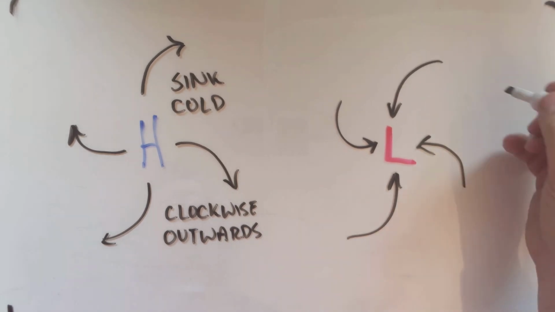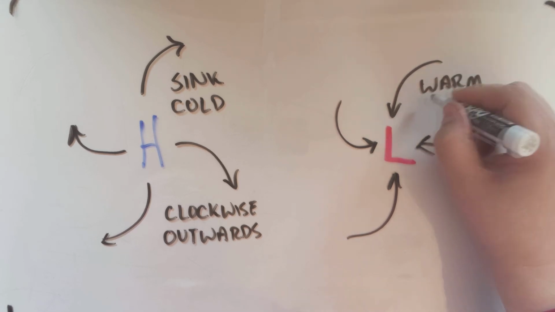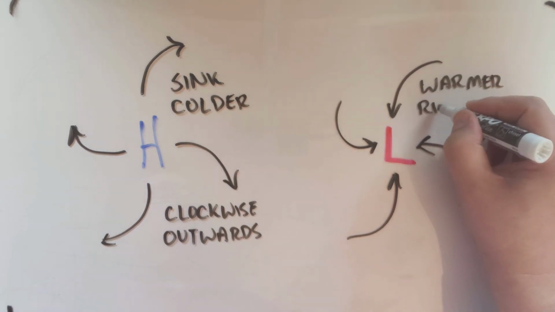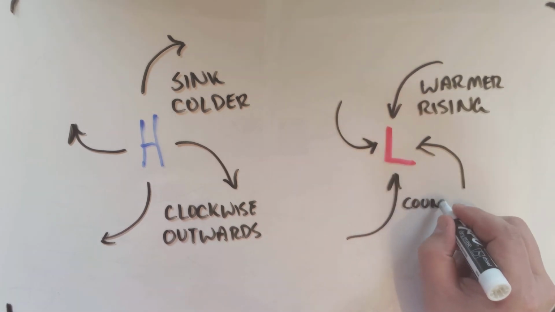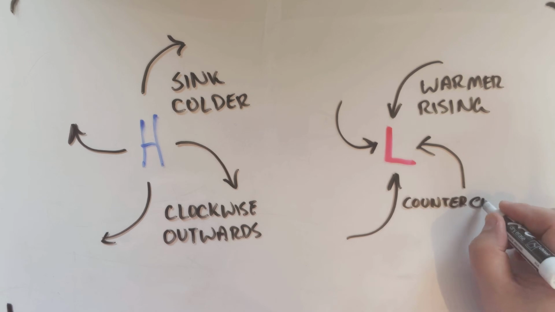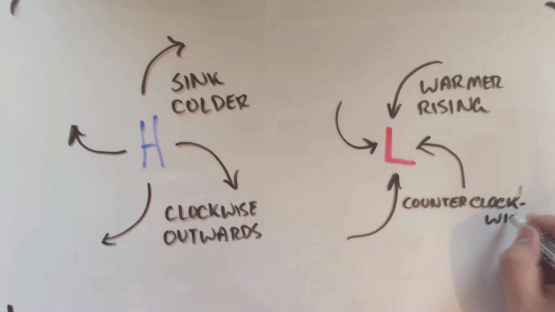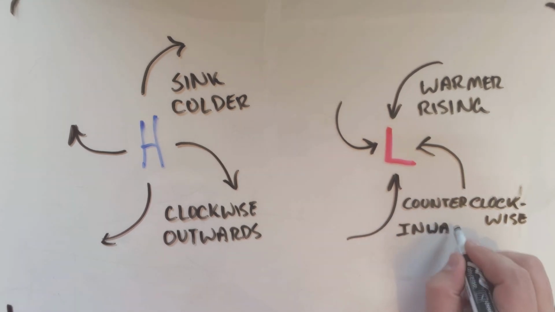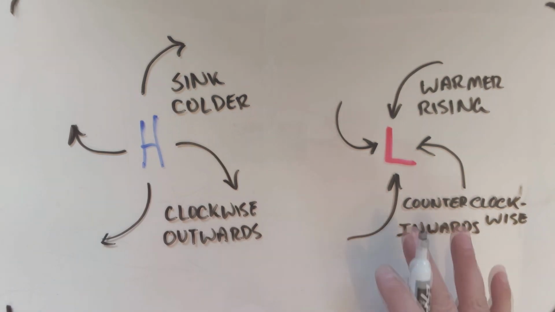A low pressure system is rising air because it's warm. Warmer and colder. It is rising. It's moving counterclockwise. Ran out of room. And it is moving inwards. And there's a review of high pressure locations and low pressure locations.